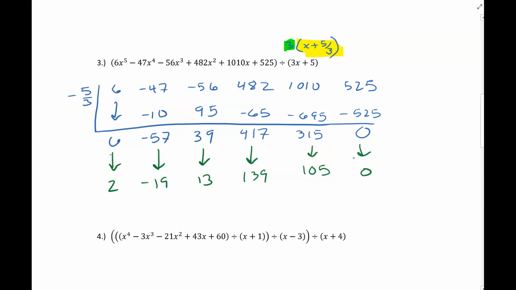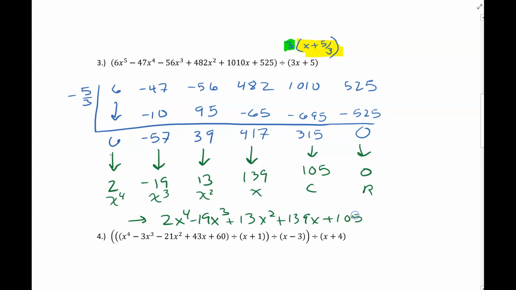And obviously still 0. So, remainder, constant, x coefficient, x squared coefficient, x cubed, x to the fourth. So my final answer then is 2x to the fourth minus 19x cubed plus 37x squared plus 139x plus 105. Which is the exact same thing that I got and I quoted to you using the long division.